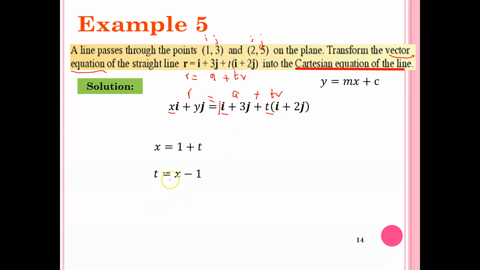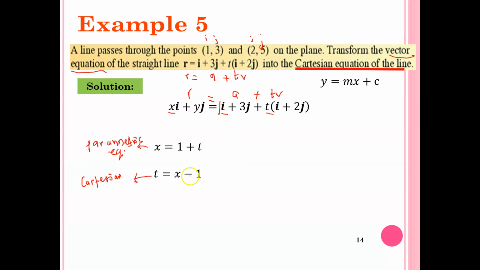And then you have t equal to x minus 1. This is the parametric equation. Now you are eliminating the t. This is the Cartesian. We want to eliminate the t.